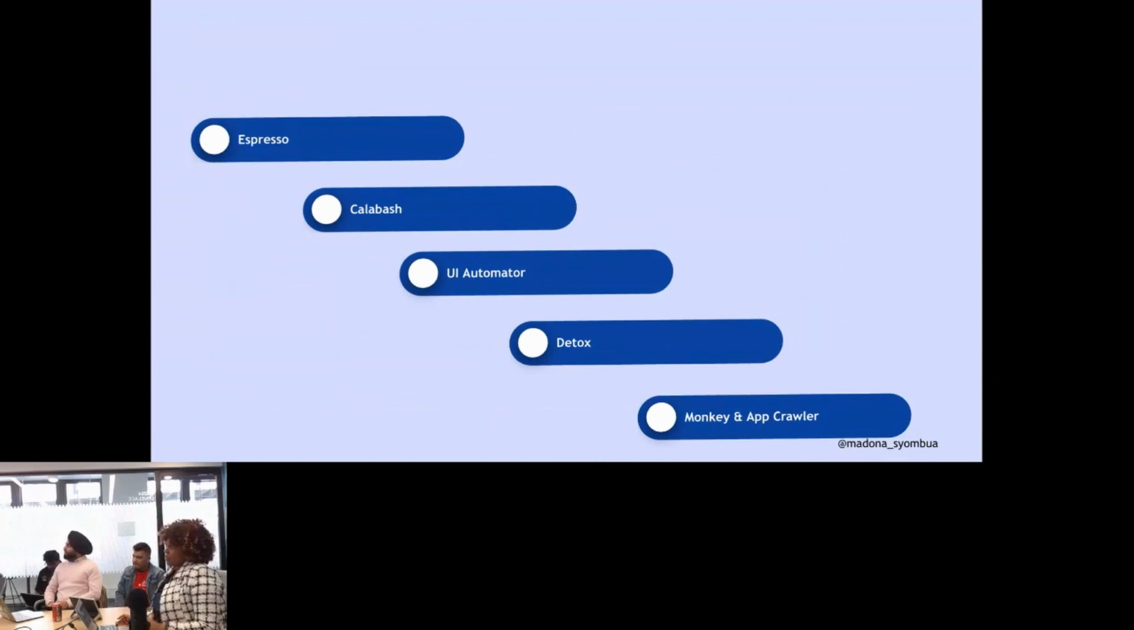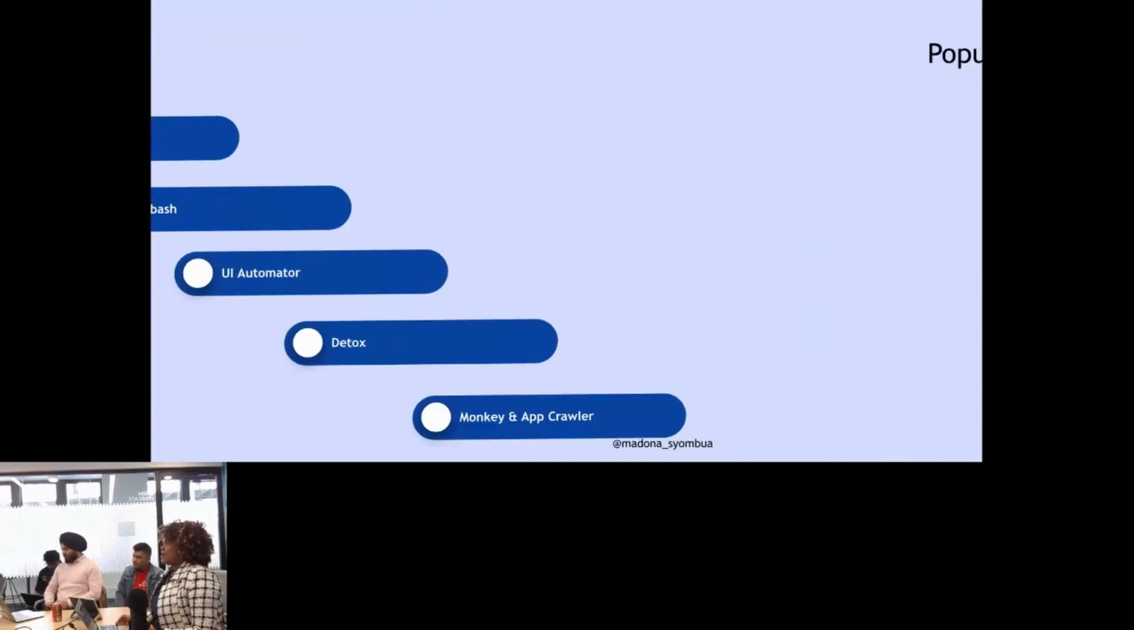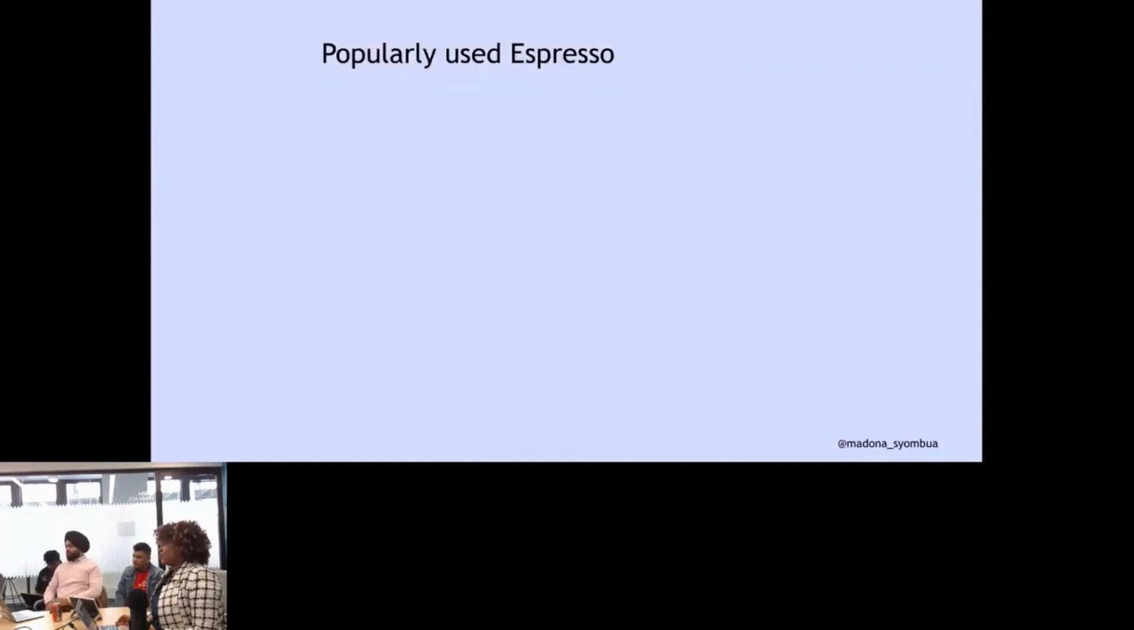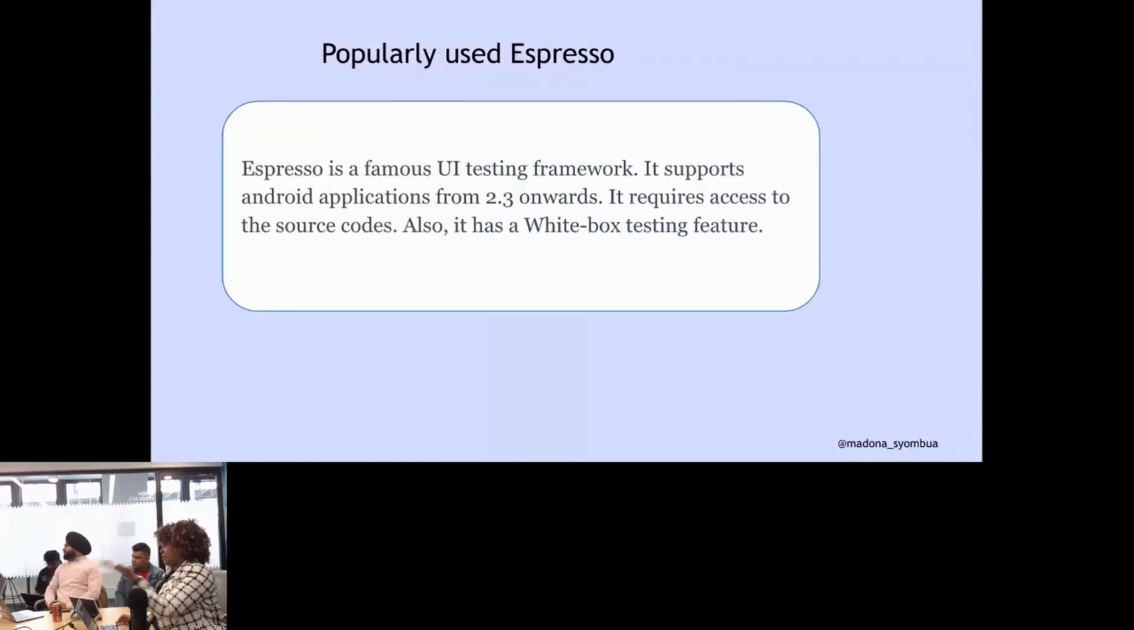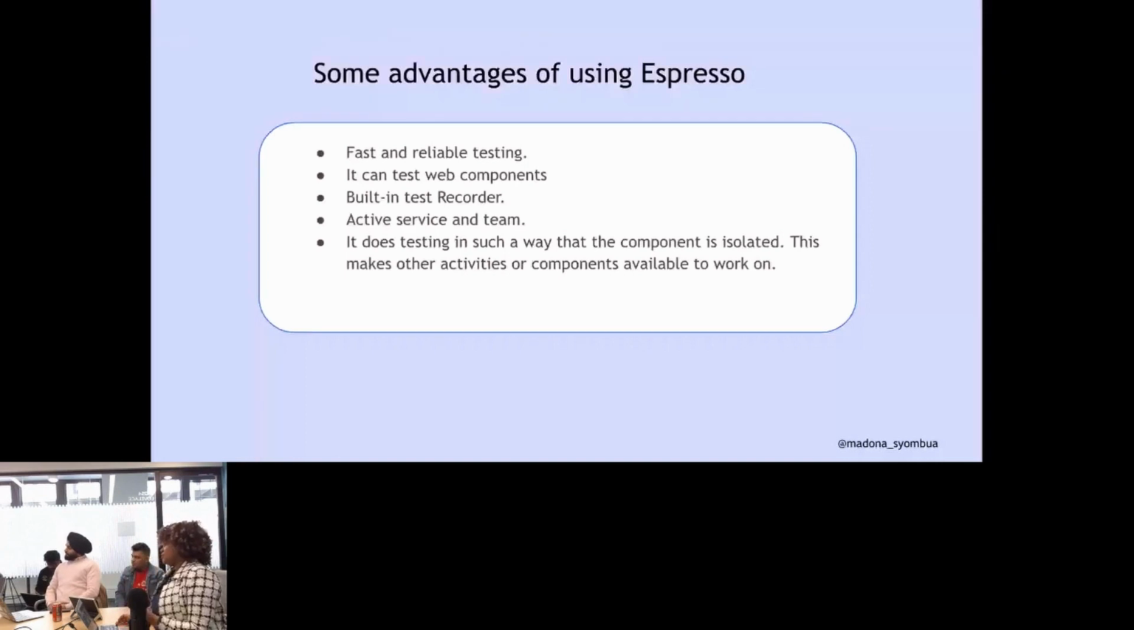I think if you go to the Google Android site, you'll see about Monkey and App Crawler. So that's one you can actually try to see if it will work well with your company. And then the most popularly used, Espresso, like I've mentioned here, is a famous UI testing framework. It supports Android applications from 2.0 onward and requires access to the source code, and also has a white box testing feature, which is pretty cool.